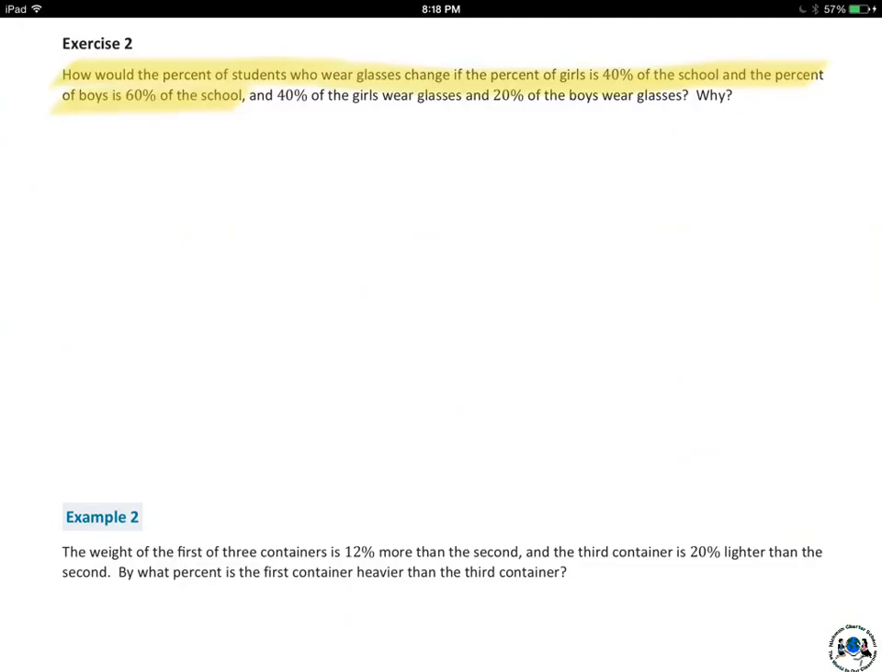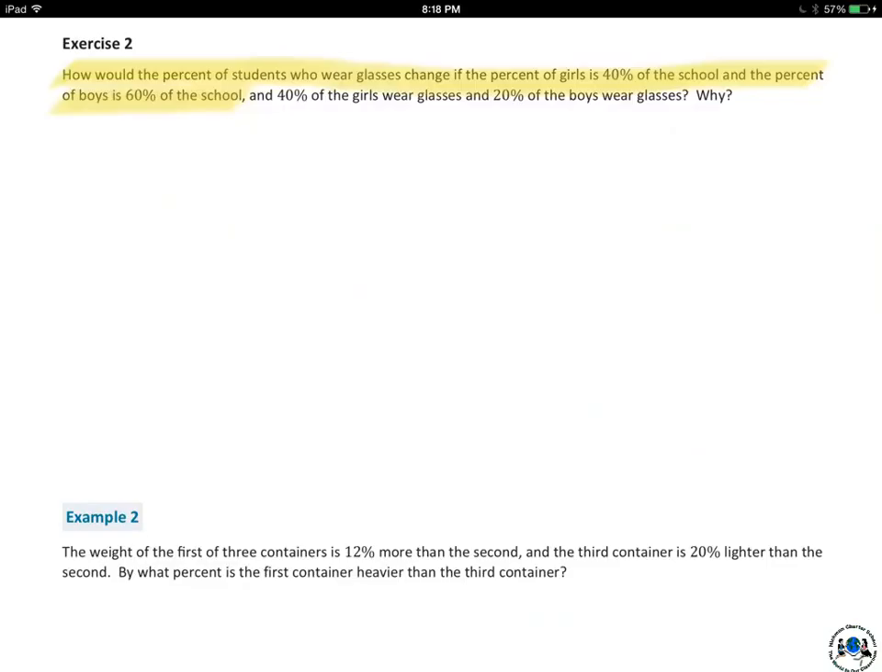So that's just flip-flopped. It was just the opposite before. And 40% of the girls wear glasses and 20% of the boys wear glasses. So we have some new numbers there. Actually, if you compare that to the very first question we did, all those percentages are the same, 40% and 60%, but now we're looking at girls going from 60 to 40, boys going from 40 to 60, and then we have 40% of the girls, 20% of the boys, which would have been the same flip-flopped.